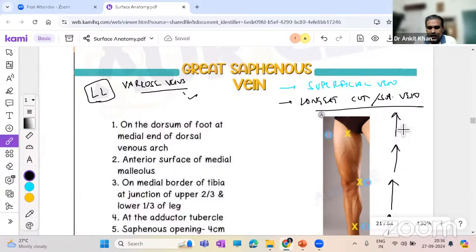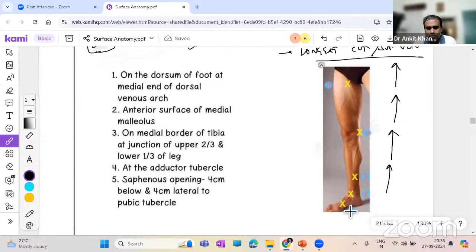Because it starts right from the foot, as you can see, point number 1, and goes up till point number 5, that is up till the inguinal region, where it drains into the femoral vein. So the entire length of the lower limb is the entire length of the great saphenous vein, and it is very prone to develop varicose veins. So let us see the points. Points number 1, 2, 3, 4, 5 are written over here. Point number 1 is where the vein will start.